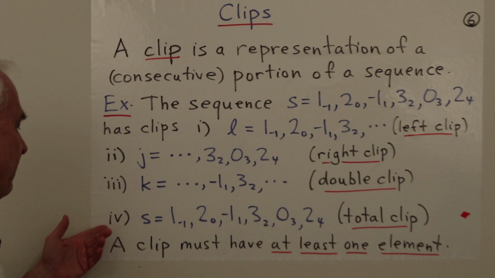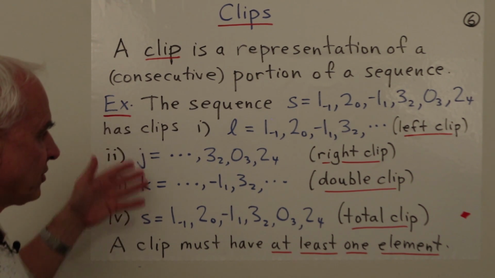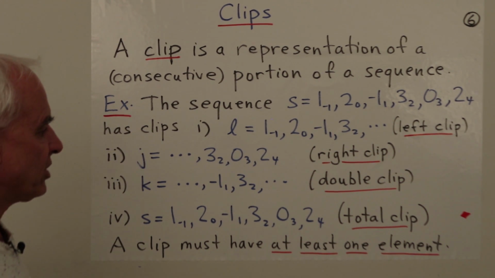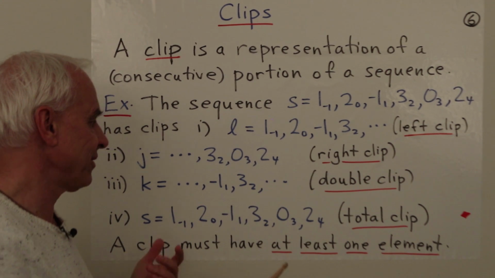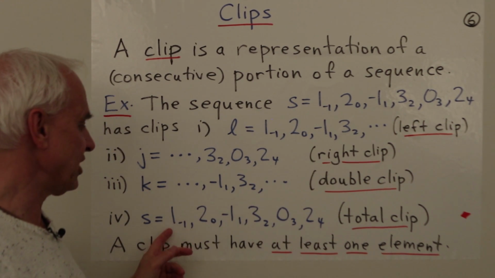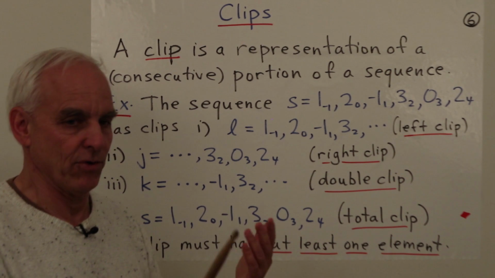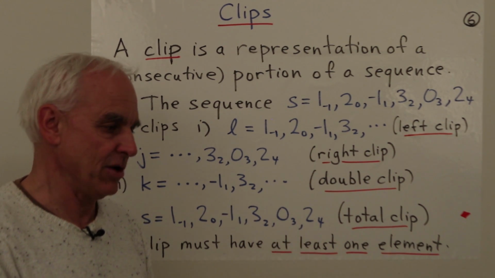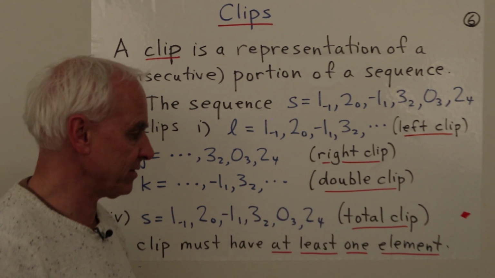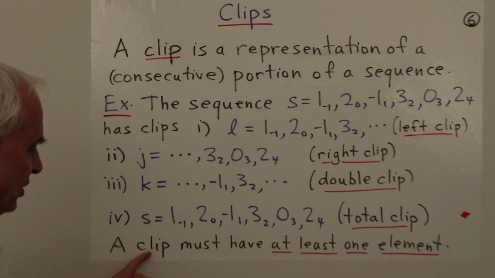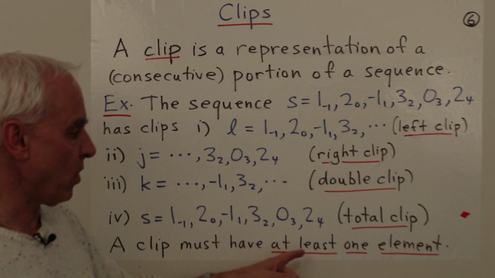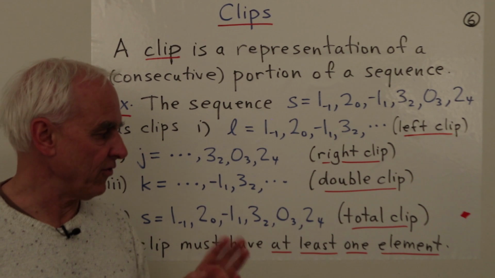And then there's a fourth thing sort of to complement these other 3, which is a total clip, where you're not excluding anything, just the original sequence. We'll call that also a clip from the sequence. That's the total clip. It's all of it. And let's agree that a clip must have at least one element, so putting only 3 dots is not allowed.